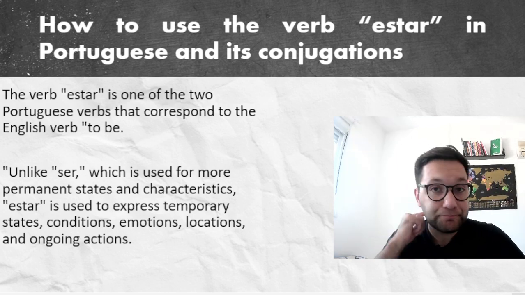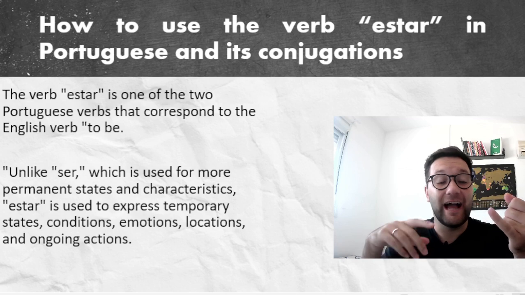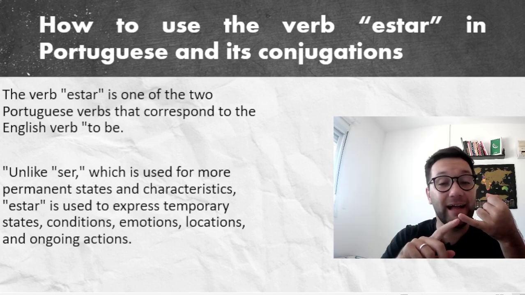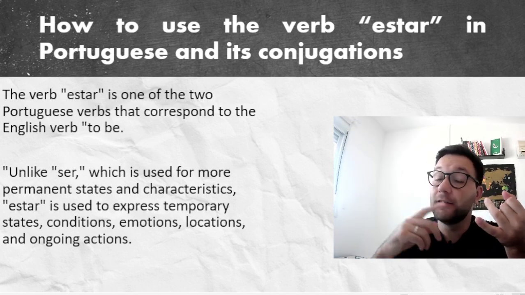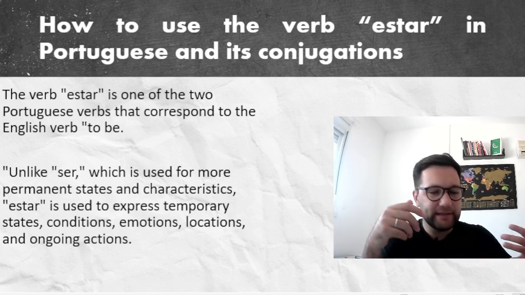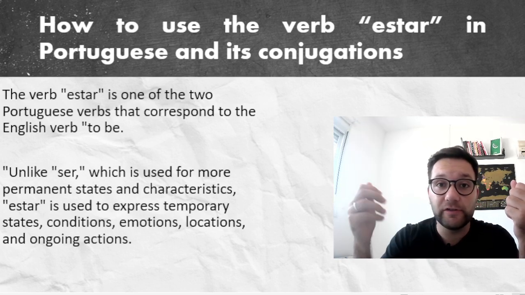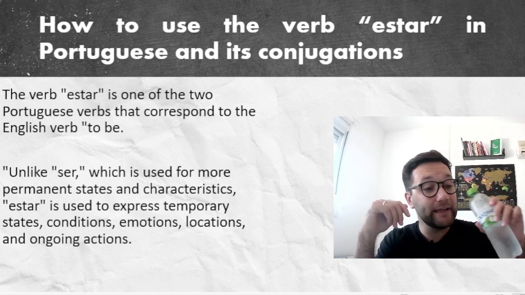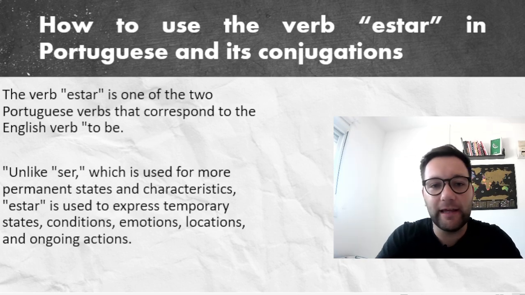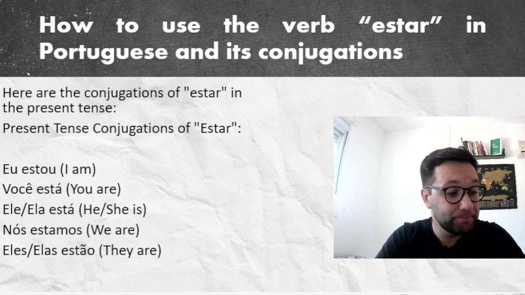What is the idea? The verb estar we use for things that change, like I am sad, I am happy, feelings, location. I am in Brazil, I am seated, eu estou sentado, and the present continuous. I am drinking, things that change, think like this. But first, let's see the conjugations in the present.